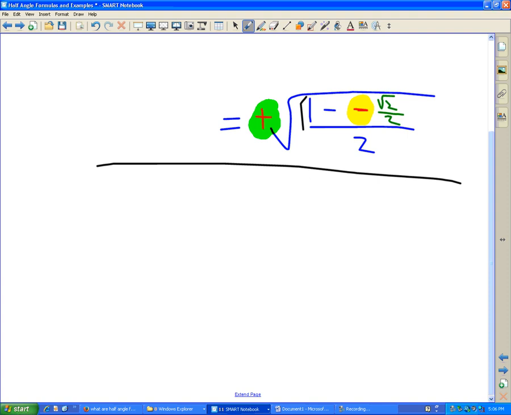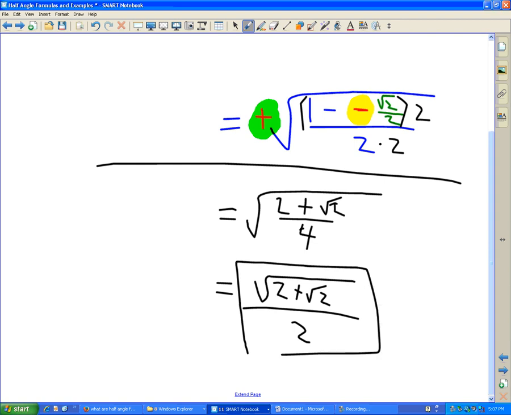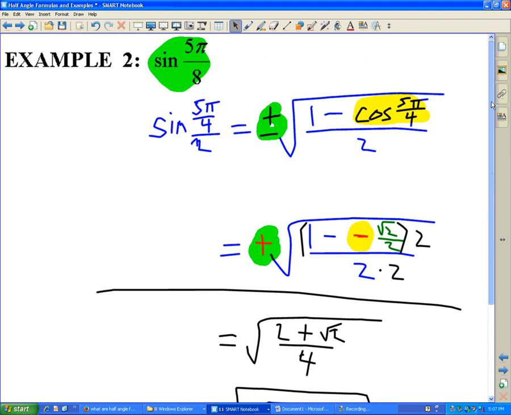And once again, going to eliminate the complex fractions by multiplying the top and the bottom by 2. I'm going to get 2 plus, I'm subtracting a negative, so I'm going to add, 2 plus root 2 over 2. Oops, not over 2. 2 times 2 is 4. Now, I know that once I split the fraction and have the root on top, 2 plus root 2 in the numerator, that the square root of 4 in the denominator is going to be 2. And that's your answer. The square root of 2 plus root 2 over 2 is the ratio you would get when evaluating the sine of 5 pi over 8.